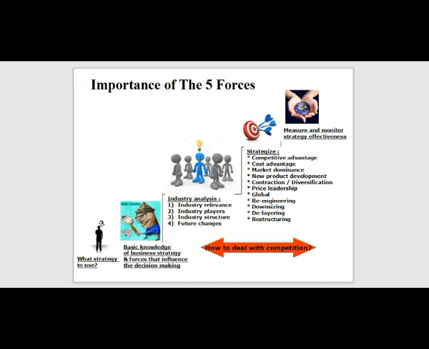In order to deal with competition, good decision making is required, which is based on sound business strategy and an understanding of industrial forces. Industrial analysis requires understanding the industry relevance, understanding the industry players, understanding the structure of the industry, and anticipating future changes. Various different strategies can be developed.